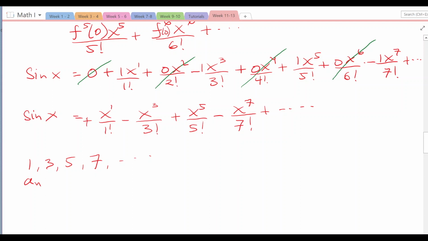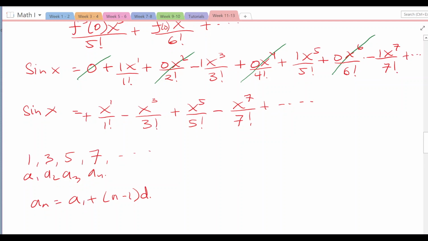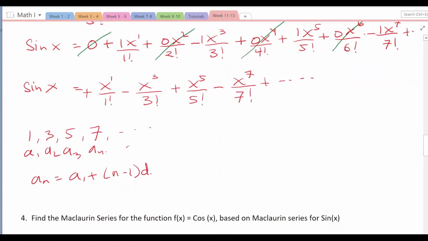Okay, the formula for the arithmetic series: this is a1, then a2, a3, a4, and so on. The formula for an of an arithmetic series is a1 plus n minus 1 multiplied by the difference. In this case, the difference in this arithmetic series is 2, and our a1 here is 1.